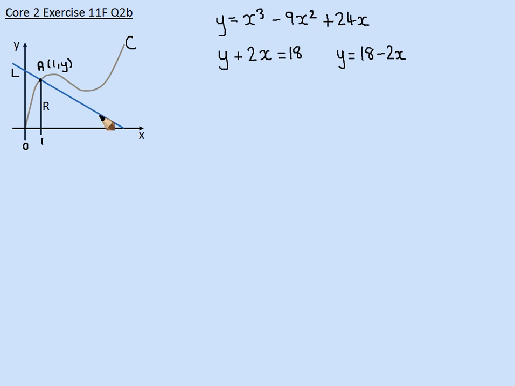So we know it's on that line, and we know that on the x-axis, y has a value of 0. So this point here, we're going to find by setting y equal to 0. So 0 is 18 minus 2x. Rearranging that, 2x is 18. So x is 9.